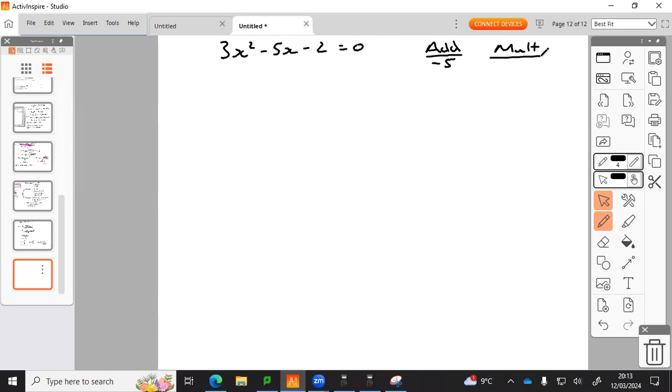Remember when we've got a number in front of the x squared term, that number multiplies by our c term, so we're getting negative 6 there. So we need a plus and a minus. 1 and 6, or 2 and 3. Adding them together to make negative 5. So you're going to have negative 6 plus a positive 1, and those are our factors that go in.